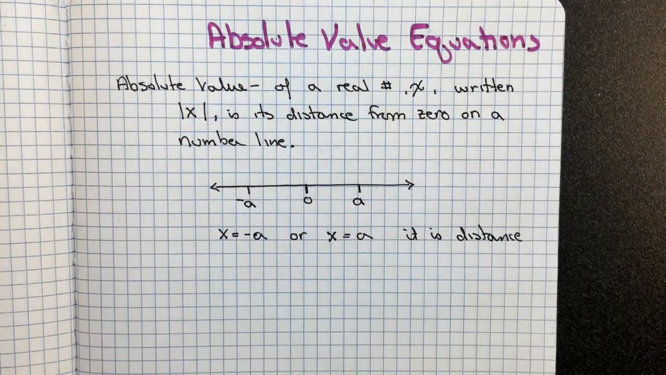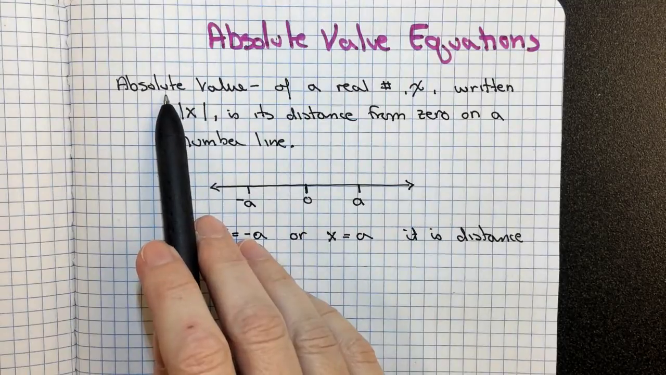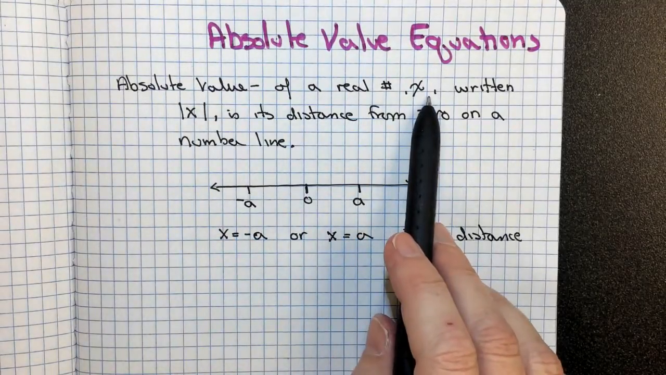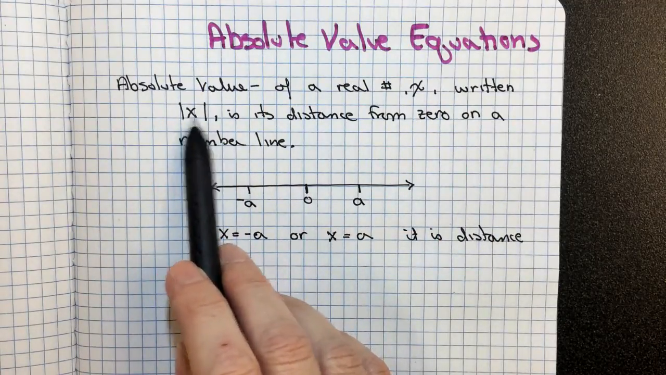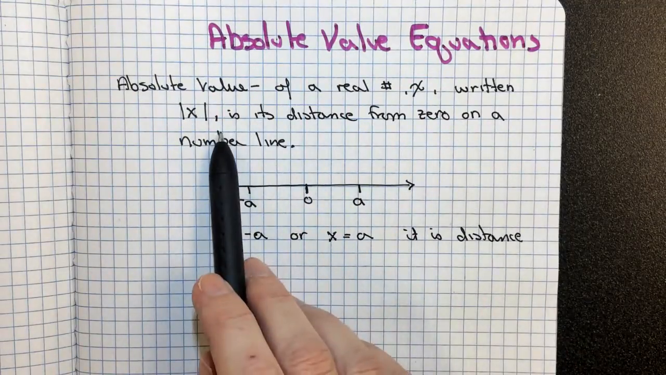We're going to start some absolute value equations today, and we want to first remember what absolute value is. The absolute value of a real number x, written as the absolute value of x, remember these are your absolute value bars, is its distance from 0 on a number line.